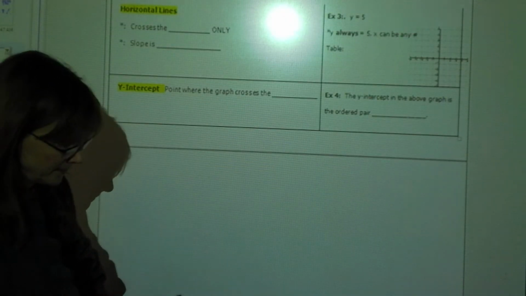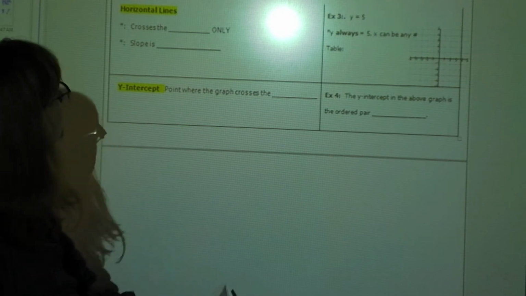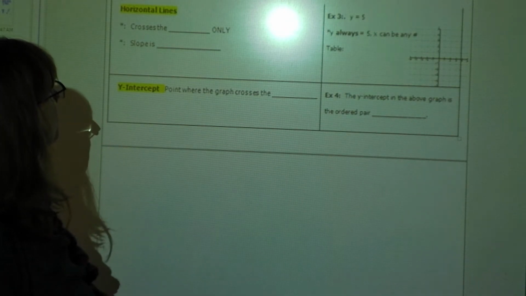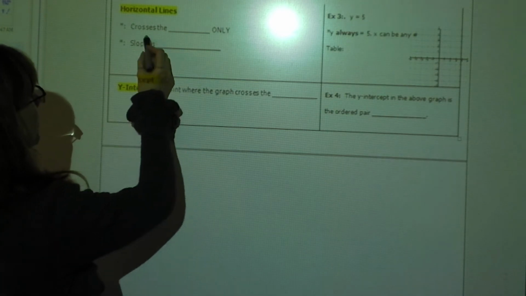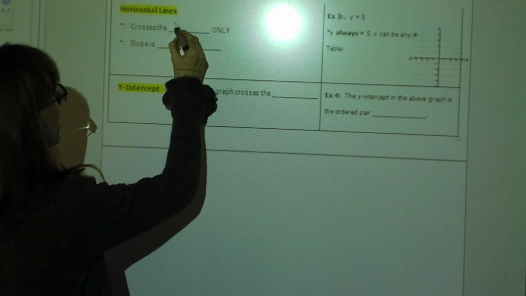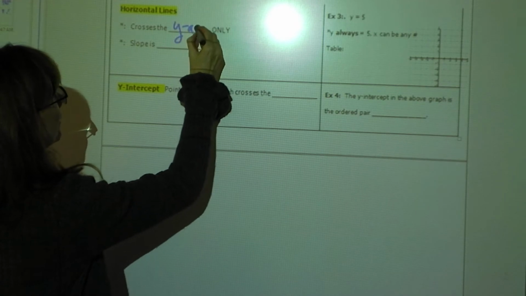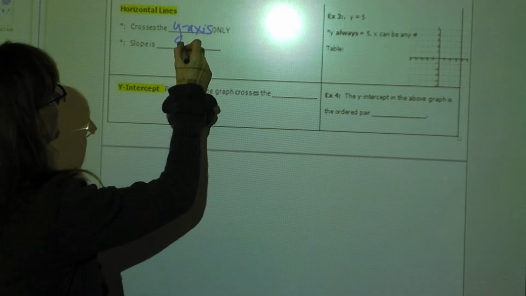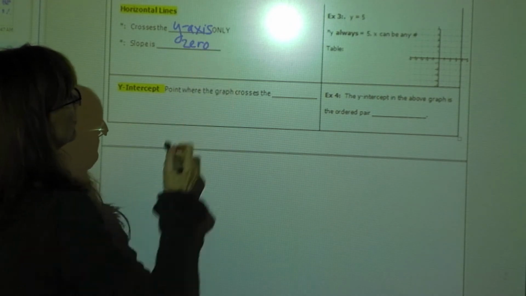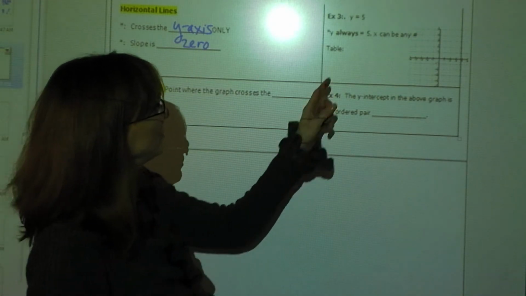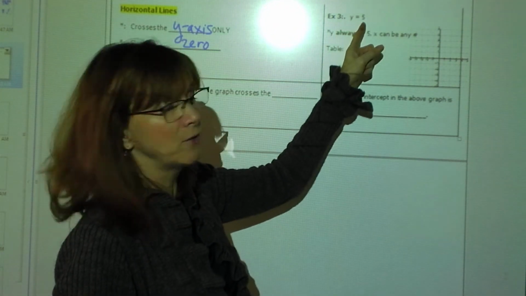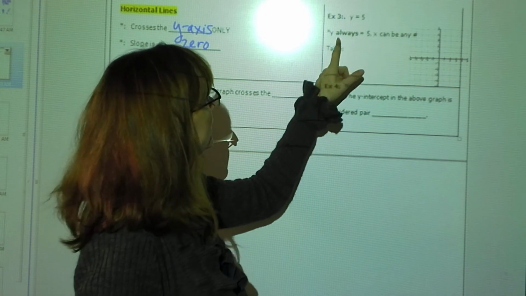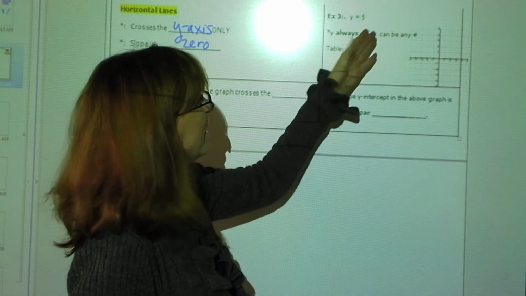So now if you look at the next section of your sheet, we're talking about horizontal lines. Horizontal lines are lines that cross the y-axis only. The slope of any horizontal line is 0. Here's an example of an equation where you only have a y in the equation. That's how you know it's going to be horizontal when there's only a y. So in this case, y is always 5.